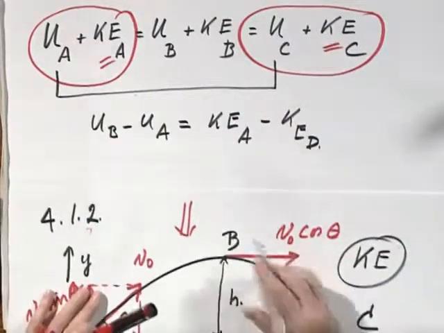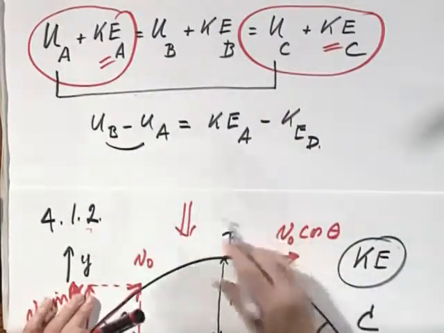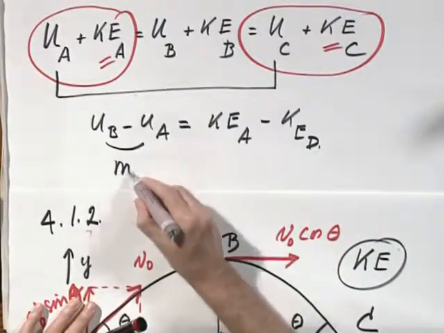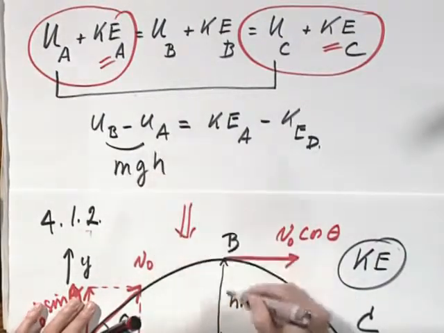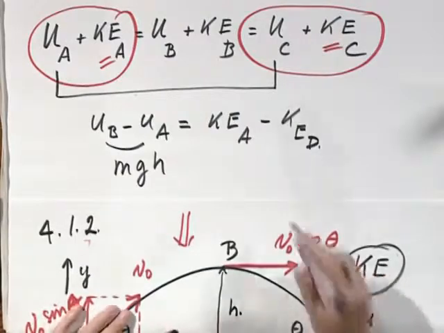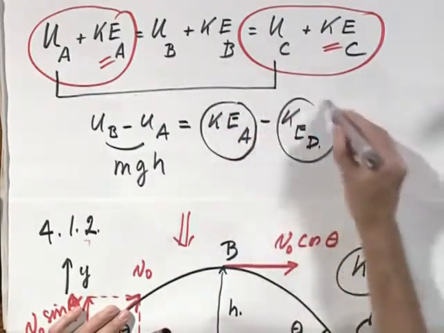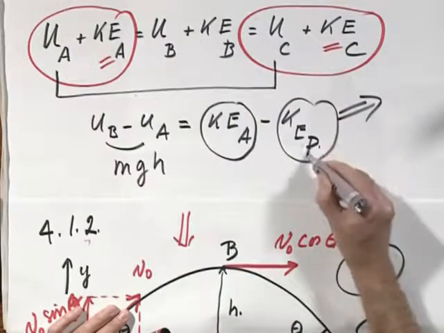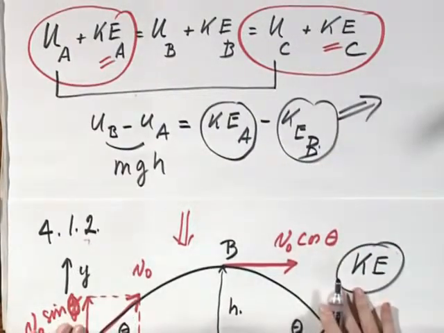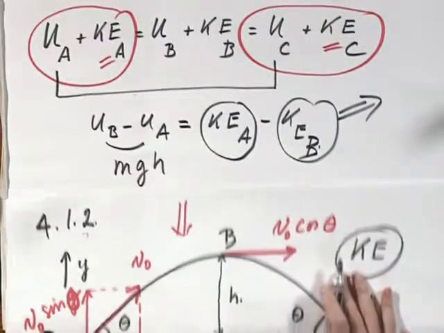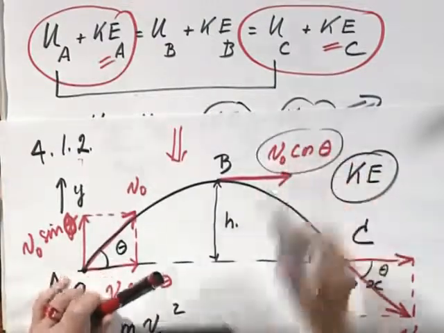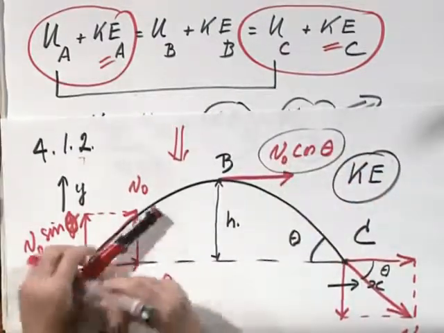UB has of course a higher potential energy than UA, which is mg times h, if this height is h. You know the kinetic energy at point A, and so you should be able to calculate the kinetic energy at point B, and this would be a very nice way for you to check whether indeed the speed at that point is indeed this value.